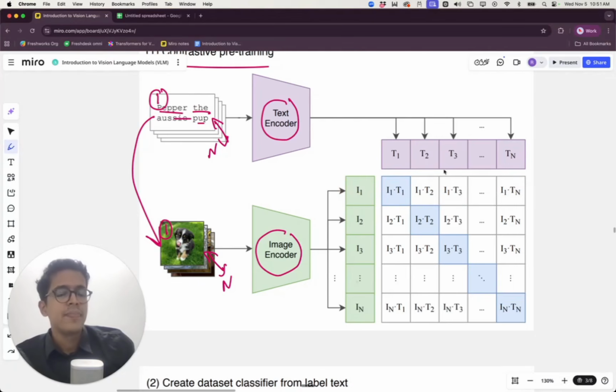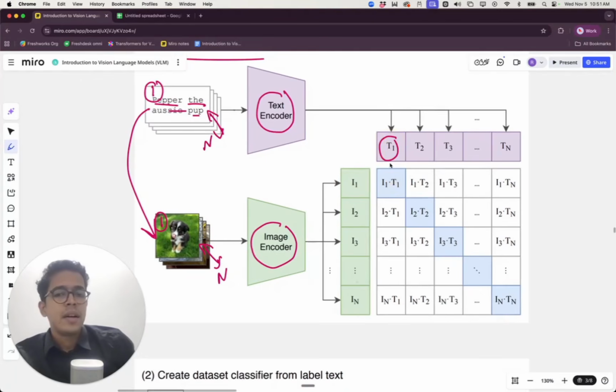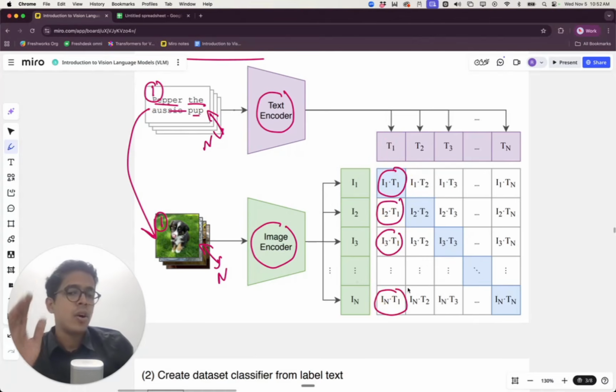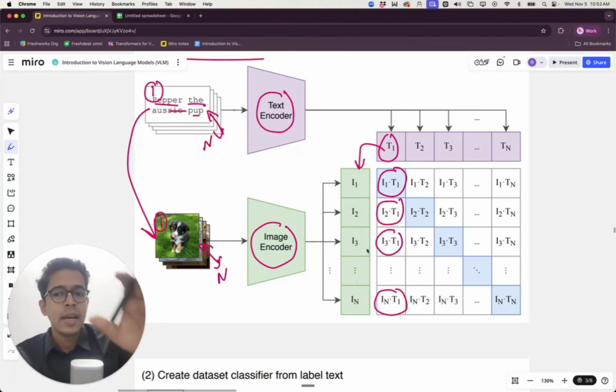And conversely, now look at caption number 1. I1.T1 should be high because this is image 1 and caption 1. They should have very high similarity. So this again should be a high number, close to 1. But I2.T1, I3.T1, like that, IN.T1, they all should be low because caption T1 ideally suits image number 1 the best. Caption number T1 does not suit image 2 or image 3 or image N, assuming there is good diversity in the images and corresponding captions.